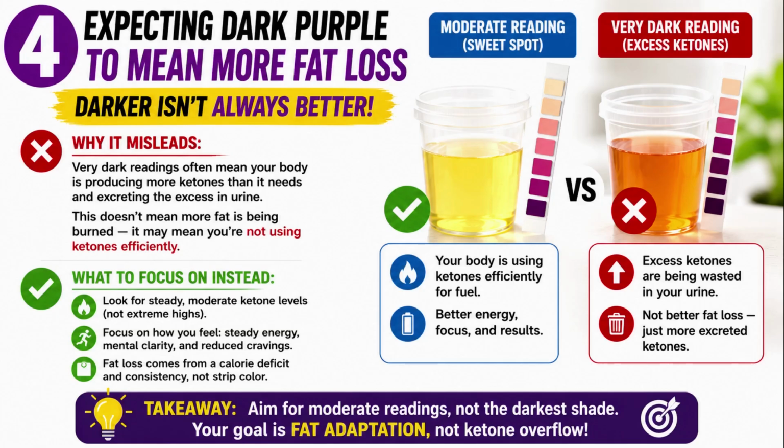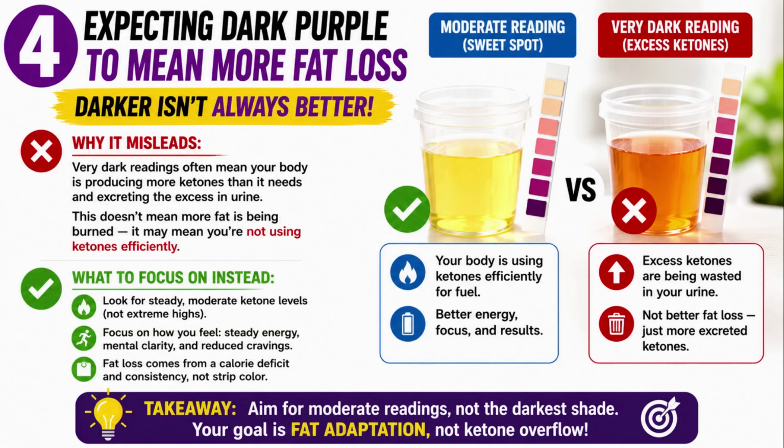So very dark readings often mean your body is producing more ketones than it needs and excreting the excess in urine. This doesn't mean more fat is being burned. It may mean you're not using ketones efficiently. What to focus on instead? Looking for steady, moderate ketone levels, not extreme highs. Focus on how you feel, steady energy, mental clarity, and reduced cravings. Fat loss comes from a calorie deficit and consistency, not strip color.